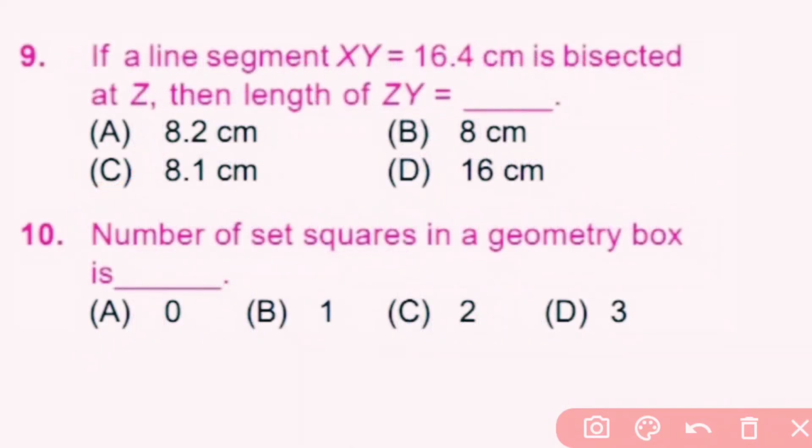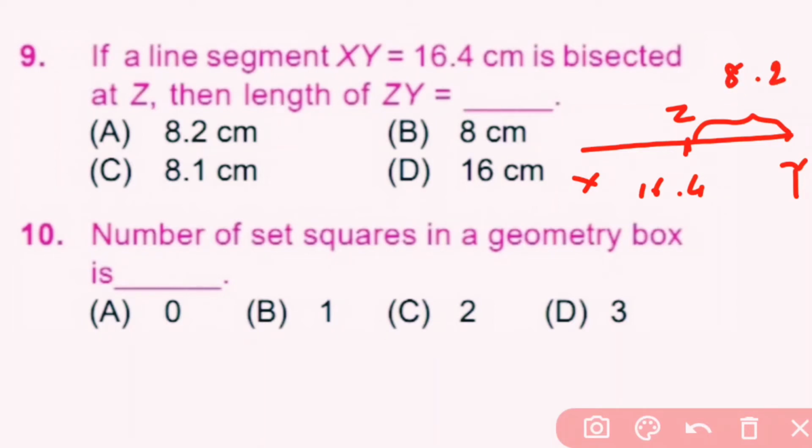Question number 9. If a line segment XY is equal to 16.4 cm is bisected at Z, then length of ZY is equal to dash. If the line segment XY is 16.4 and it is bisected at Z, bisected means divide the line into two equal parts. So ZY will be half of the 16.4, means 16.4 divided by 2 is 8.2 centimeter. So here A is correct answer.